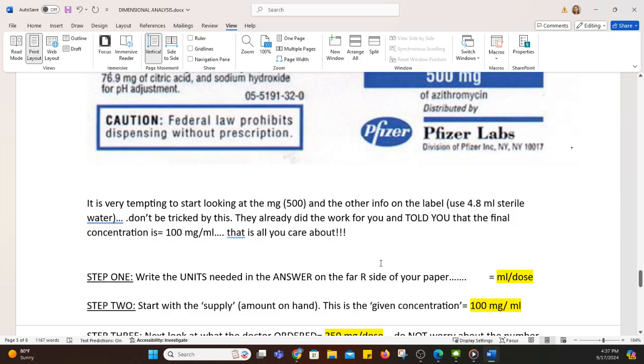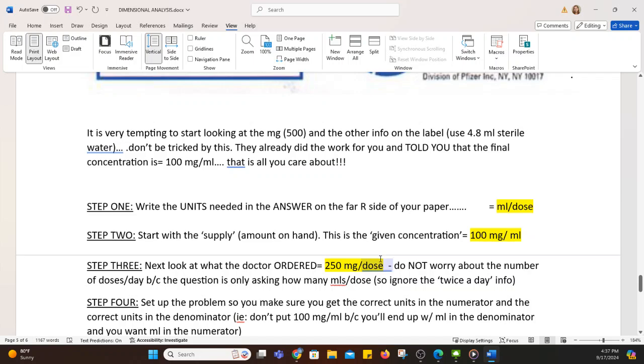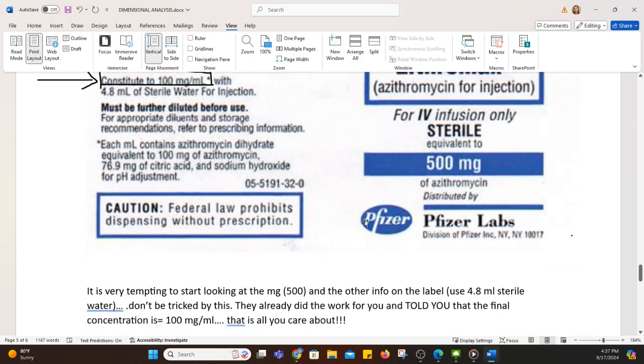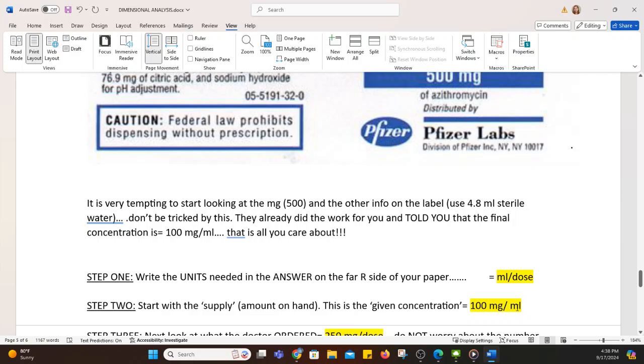So you're going to write out the answer you need in the far right, the units. We had read it was mils per dose. You're going to start with the supply on hand. That's the concentration they gave you already, okay? So look up here at the label. I said focus right here. It says 100 milligrams per mil. So we're going to write 100 milligrams per mil.